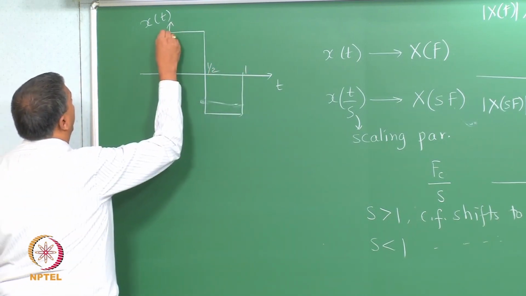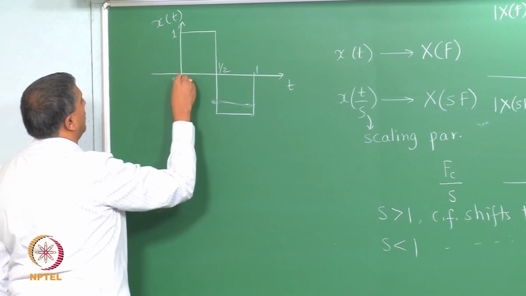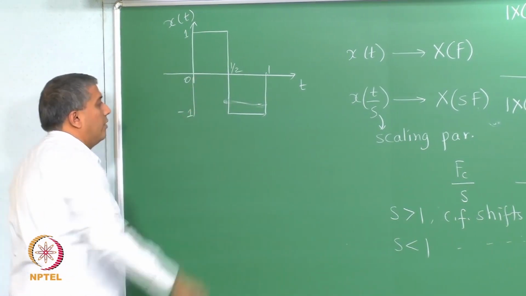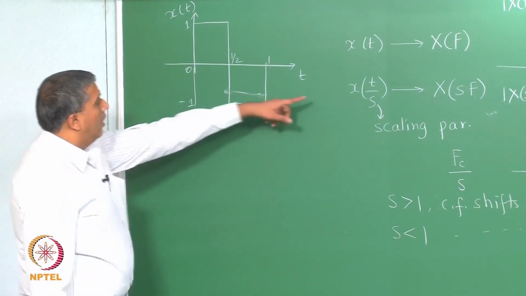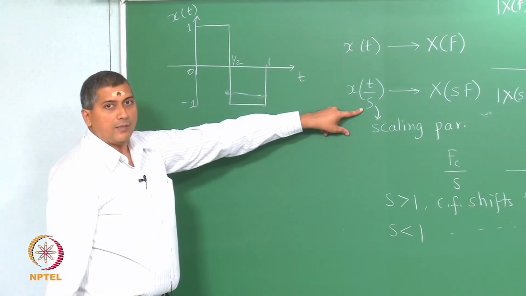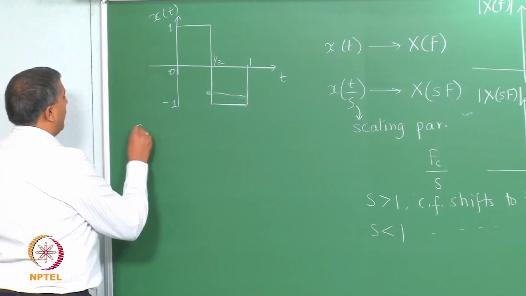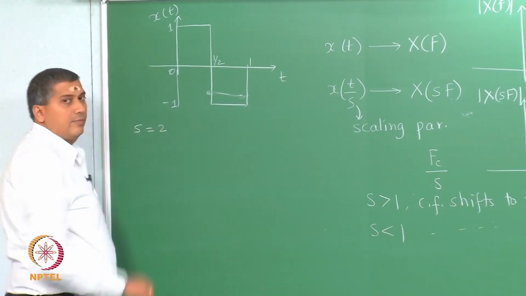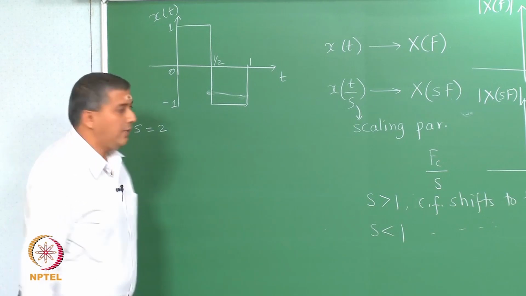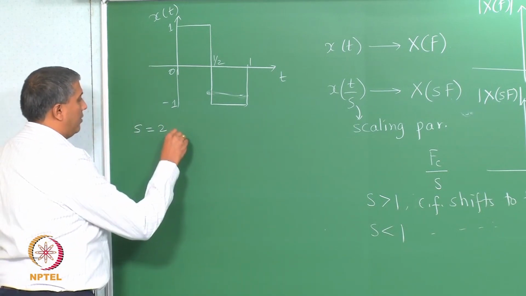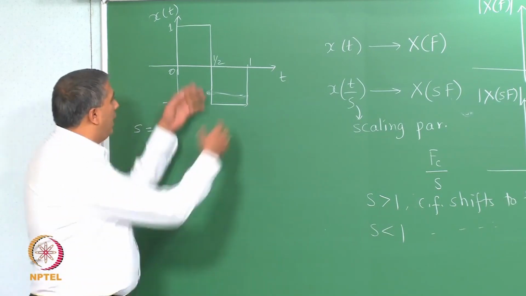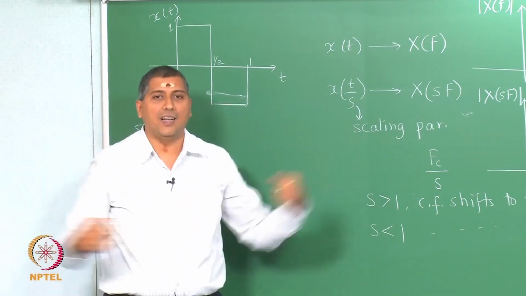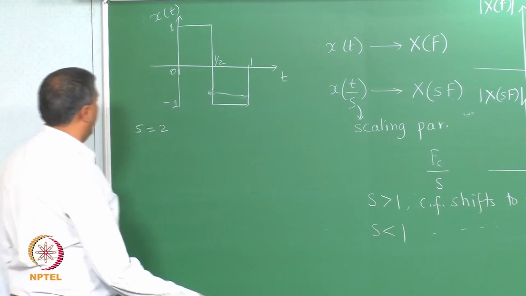We are not particularly worried about the magnitude, but we can say here this is 1 and minus 1 just for the purpose of discussion, that is really irrelevant. Now, when I look at x of t over s, suppose s is 2, then what happens is I have a dilated signal, which means I am really taking the signal and stretching it like I stretch an elastic band.